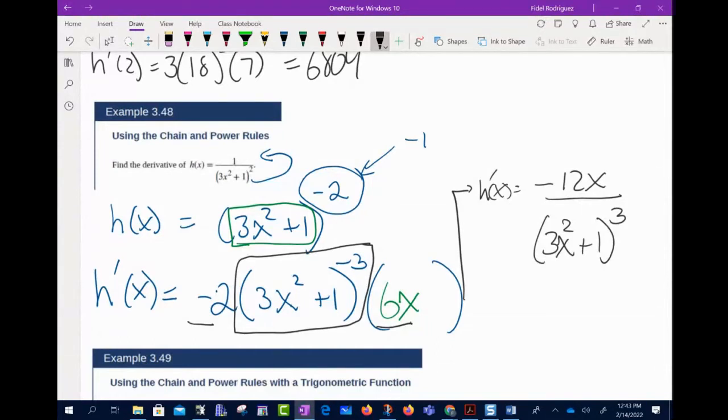Guys, just to give you a heads up, if you want to, we could have used the quotient rule here. We could have said the bottom times the derivative of the top minus the top times the derivative of the bottom, all over the bottom squared. We still would have ended up with that same expression. Okay, we still would have had the same thing.